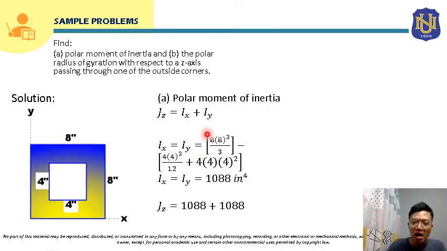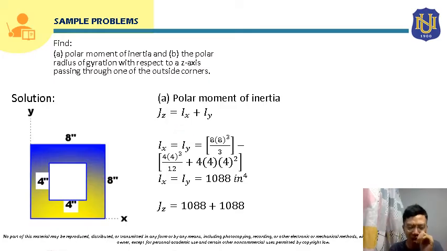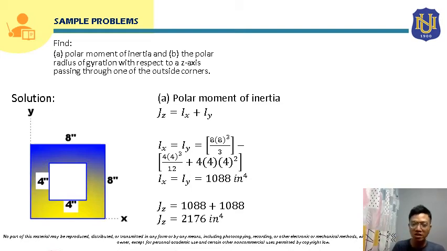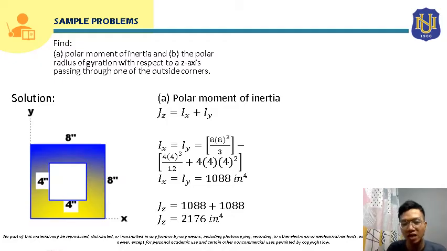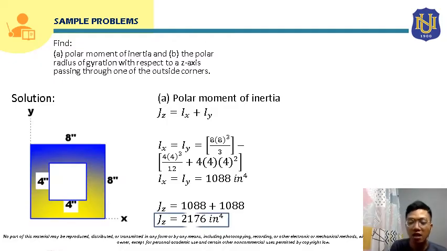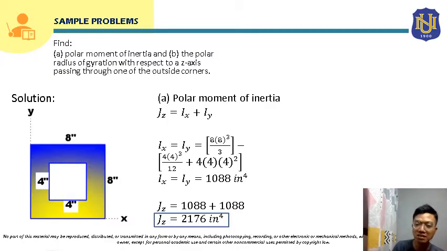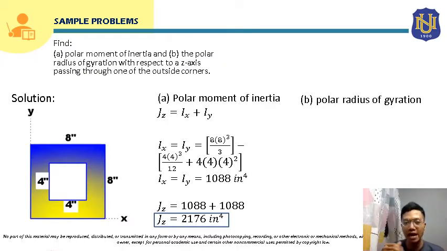Solving for this, the values for Ix and Iy will just be the same because this is a square. If you try to solve for Iy, instead of bh cubed it will be hb cubed, so it will just be 4 times 4 cubed as well. So they will just be equal. They will both be 1,088 inches to the fourth. Solving now for Jz, that will just be 1,088 plus 1,088, so that will be 2,176. The unit for this is inches to the fourth. So this will now be the answer for this.